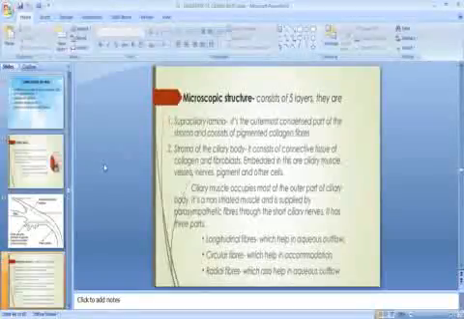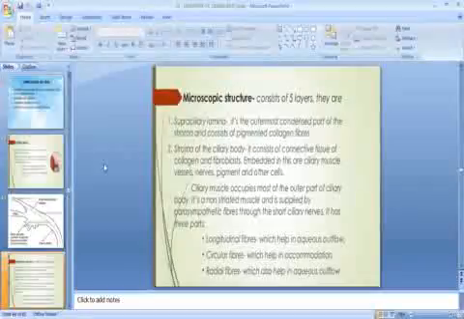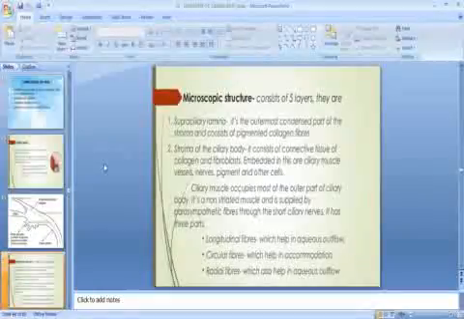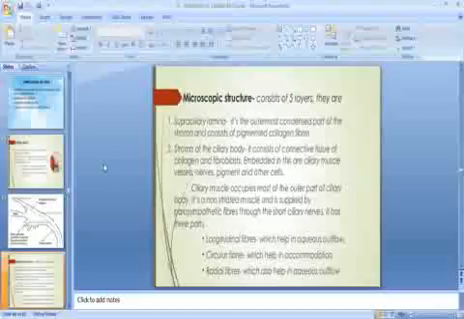Second layer is the stroma of the ciliary body. It consists of connective tissue of collagen and fibroblast. Embedded in this are the ciliary muscle, vessels, nerves, pigment and other cells. Ciliary muscle occupies most of the outer part of ciliary body. It's a non-striated muscle and is supplied by the parasympathetic fibers through the short ciliary nerves.